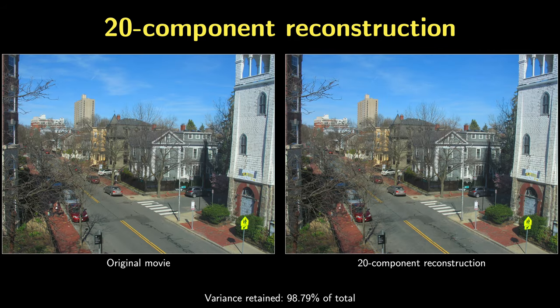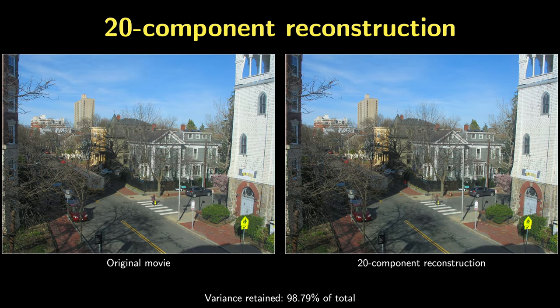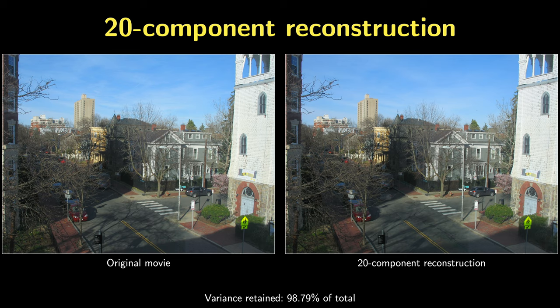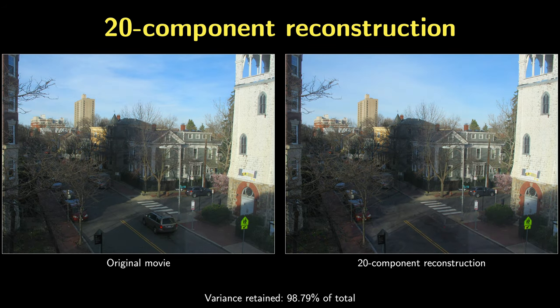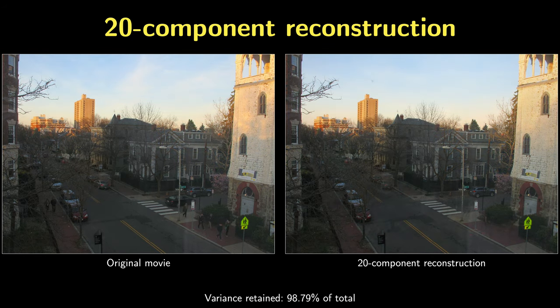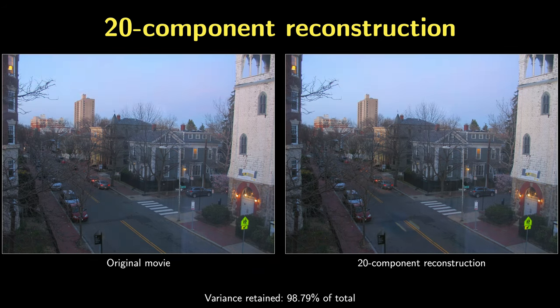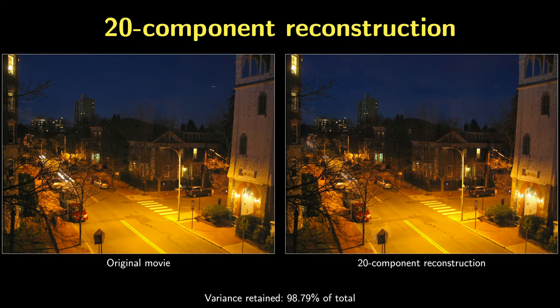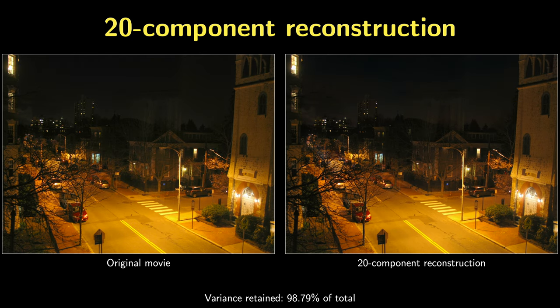Finally, let's look at a 20-component reconstruction. And here, we're retaining 98.79% of the total variance. At this point, we can actually see many details. The shadows are captured very well. We can even see cars and people to some extent. So this is a really interesting technique that you can apply to data of this type. And if you're interested in looking at this in more detail, then check the description where I put links to the original movie files for all of these different reconstructions.